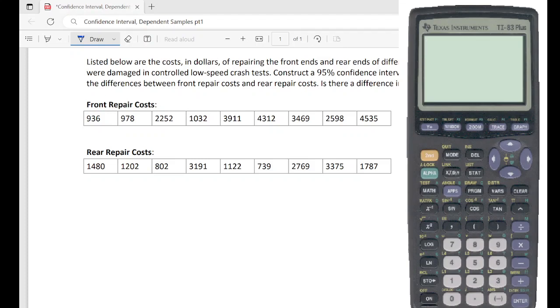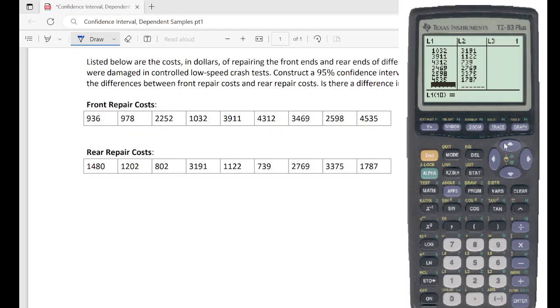So here is our calculator. And what we're going to do is go to Stat, Edit, and type in our information here, which I've already done, but make sure we type it in as it's given, in order, on both L1 and L2, all the way down.